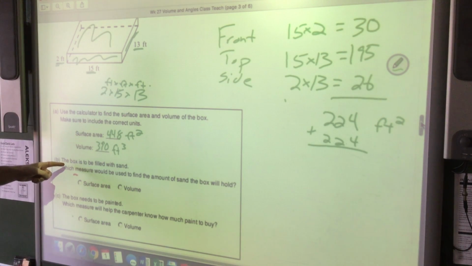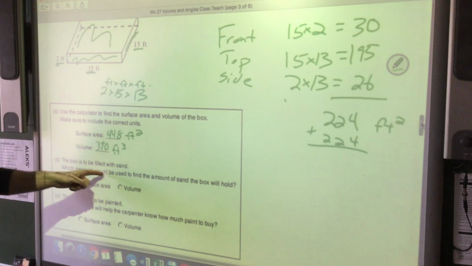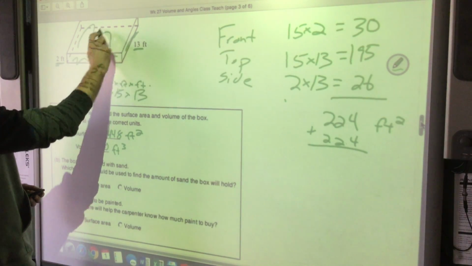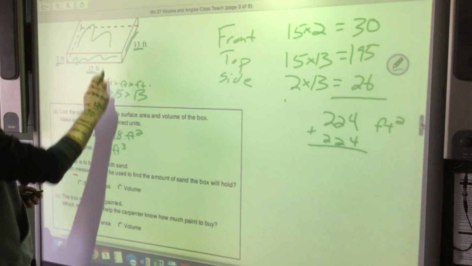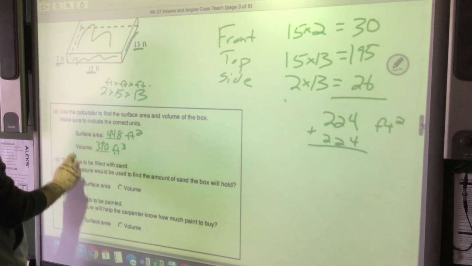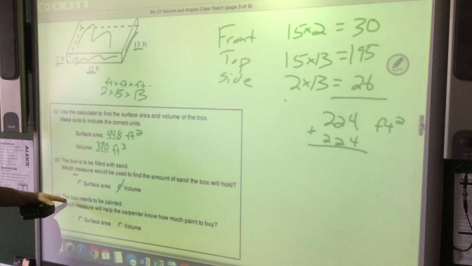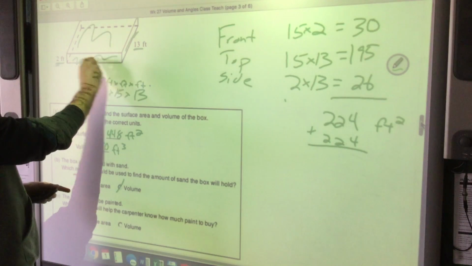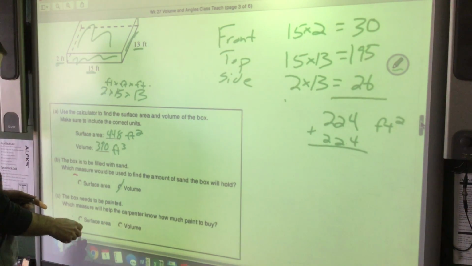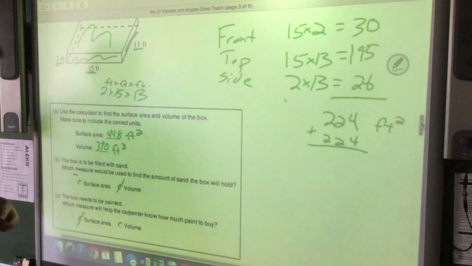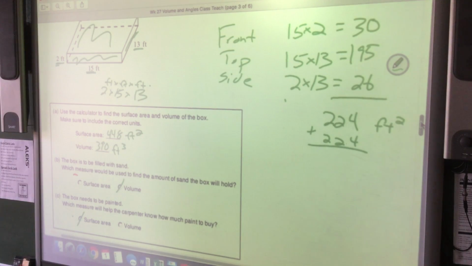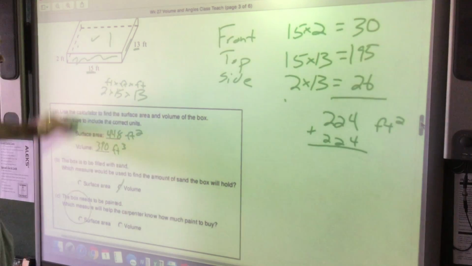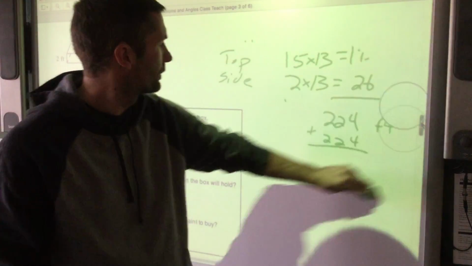Okay, the box is to be filled with sand. Which measure would be used to find the amount of sand the box will hold? Okay, so we're putting sand on the inside. We're filling it all up. So that's definitely volume. The box needs to be painted. We're not just dumping paint into the inside. We're painting around the outside. So that's going to be surface area. All right, so that's distinguishing between surface area and volume. Be careful with your labels.